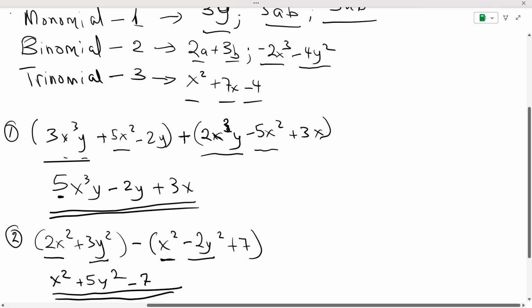So the key to dealing with polynomials, addition or subtraction, is choosing similar terms, and we use the coefficients, really using ordinary addition and subtraction, to determine the addition or subtraction of two or more given polynomials.